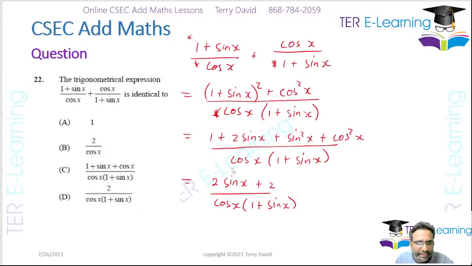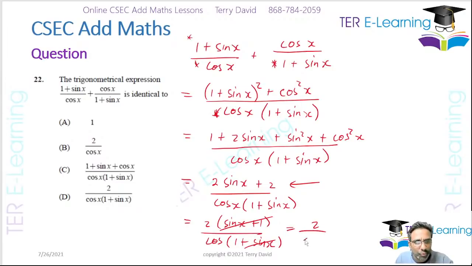Right? Now the thing is, this top part here could factorize. So you can pull out 2. So this is going to be 2, open brackets, sine x plus 1, all over cos x times 1 plus sine x. Now this here will cancel with this, and what you'll end up with is simply 2 over cos x. There's an x missing here, sorry. So it's 2 over cos x. So the answer is B. So you need to be careful with these types of questions.